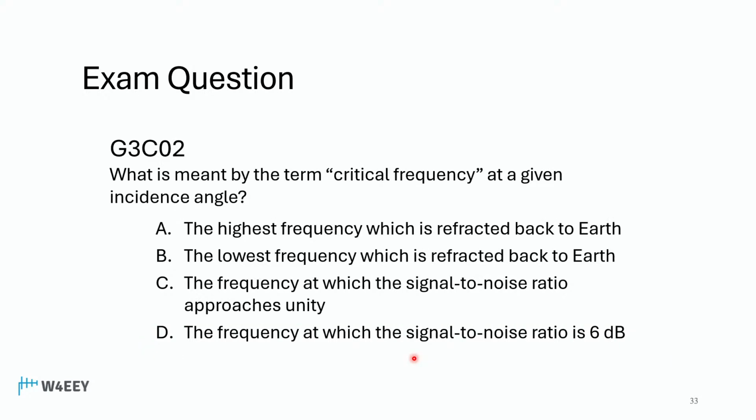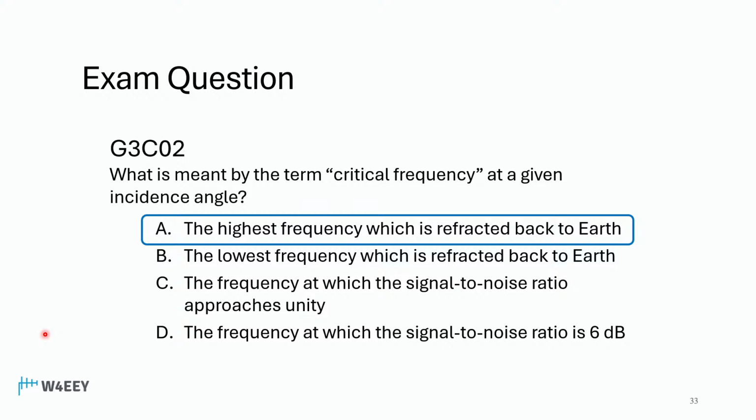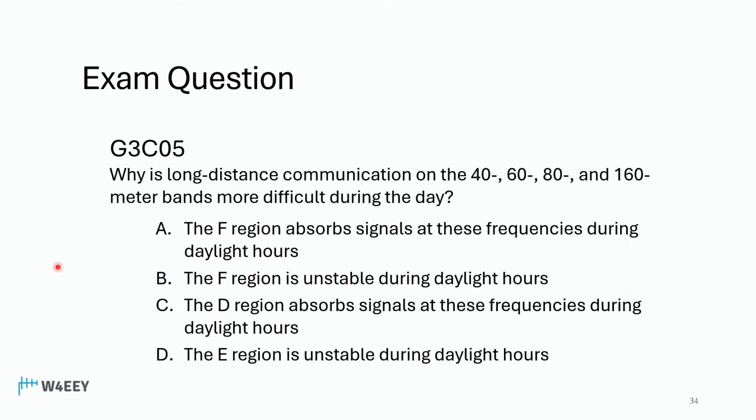What is meant by the term critical frequency at a given incidence angle? Alpha. Yep, the same trick that I shared with you, the highest frequency, which is refracted back to Earth. And based on what we talked about, you can probably reason out why that would be, but you don't have to scratch your head when you see this. Just go for the one with the highest in it.